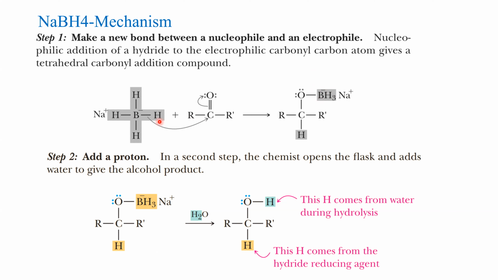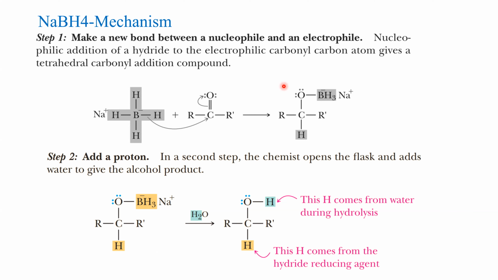So that would be the fastest step, but the slower step is this one. In a second step, the chemist opens the flask and adds water to give the alcohol product, right? So this is the intermediate, and you have seen in your laboratory that for getting the product, the reaction is happening, but you have to treat your reaction mixture in the most suitable way so that you can get the pure product in a high yield.